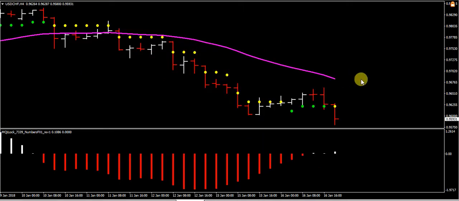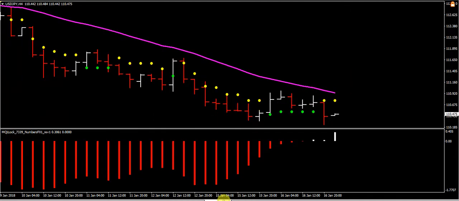USD Swiss franc, again it's flattened out. We didn't quite get up to here. We would like the price to come up, yellow dot, and then follow this trend down. So we'll leave that one.